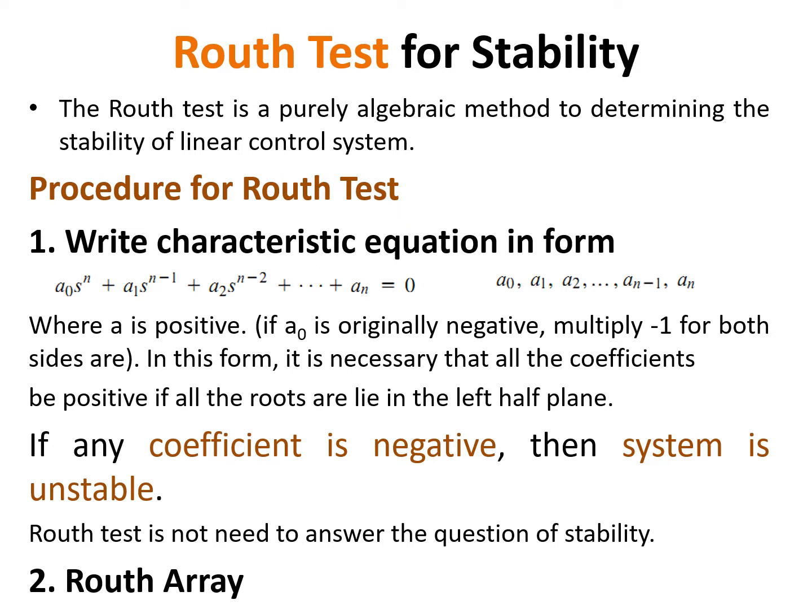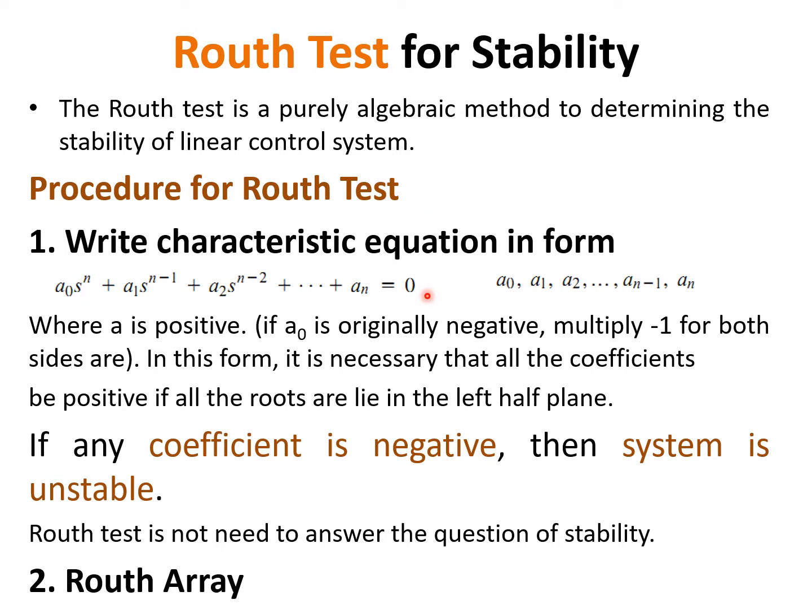In this form, it is necessary that all the coefficients be positive if all of the roots are to lie in the left half plane to make it stable. If any coefficient is negative, the system is unstable. So if you try to arrange them to be positive, but somehow one of them is negative, then definitely the system is unstable. You don't need to go further. That's it. It just says the system is unstable, so the Routh test is not necessary to answer the question of stability in this case. If they are all positive, then we're still not sure yet whether it's stable or not.